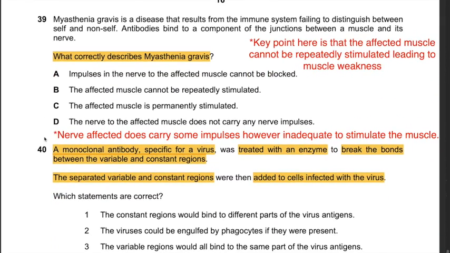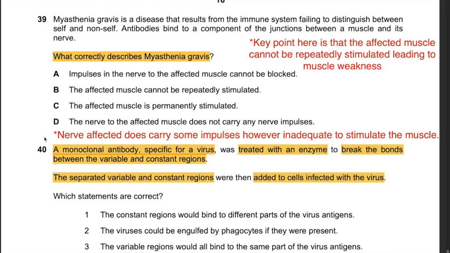Question 39. Myasthenia gravis is a disease that results from the immune system failing to distinguish between self and non-self. Antibodies bind to a component of the junctions between a muscle and its nerve. What correctly describes myasthenia gravis? A. Impulses in the nerve to the affected muscle cannot be blocked. B. The affected muscle cannot be repeatedly stimulated. C. The affected muscle is permanently stimulated. D. The nerve to the affected muscle does not carry any nerve impulses.